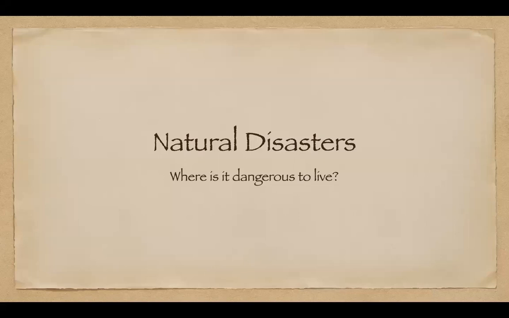Welcome to the third lesson of our fourth unit. Right now, you should have your Cornell-style note sheet in front of you. Draw those 3 lines. The title for this week is Natural Disasters. And the question we're going to try and answer right now is, where on Earth is it dangerous to live?